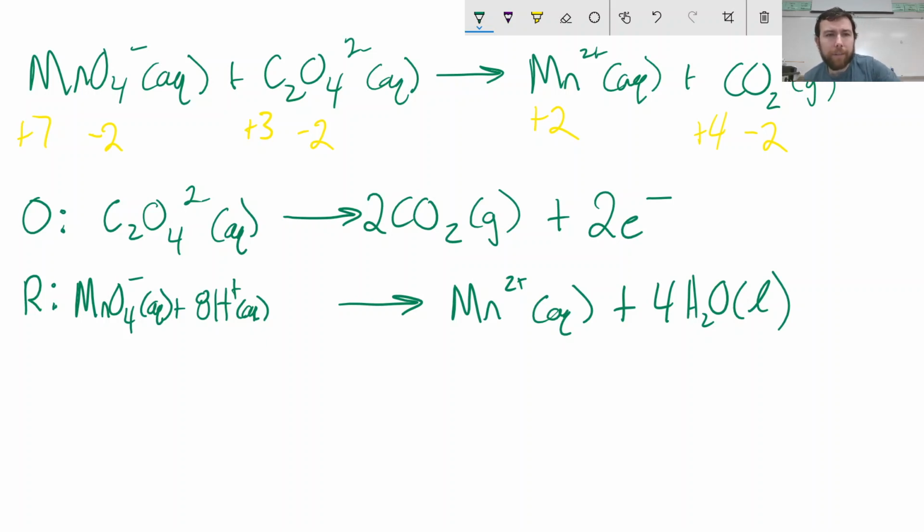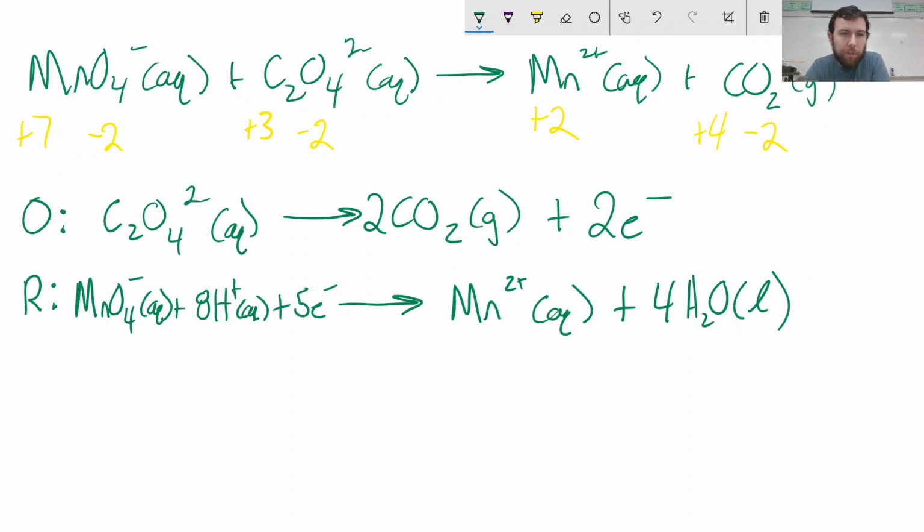Well, if we look at the overall charge currently, on the reactant side the charge is plus 7, because you've got the 1 permanganate and the 8 hydrogens, so that's plus 7. And then on the product side, you have a plus 2 charge, or a total of 2 plus charge. And so in order to balance that out, we're going to need to introduce 5 electrons on the reactant side.